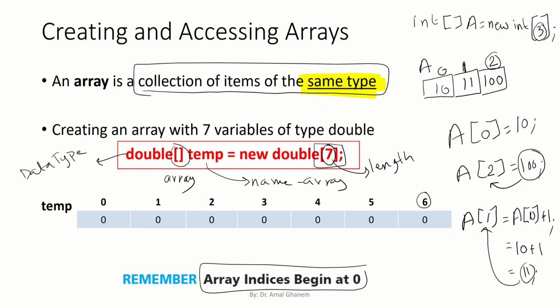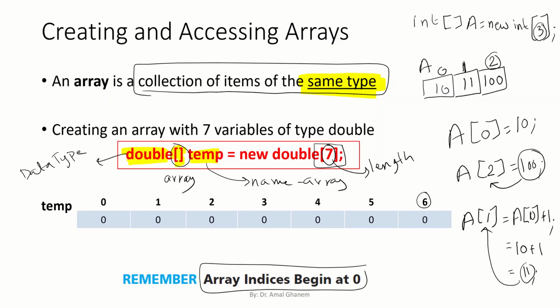Now if you need to declare your array, remember also that you should always have the data type, then the bracket, and you just give it a name. So if you say double bracket, it means your array is of type double. Integer bracket, it means your array is of type integer. String bracket, it means your array is of type string.